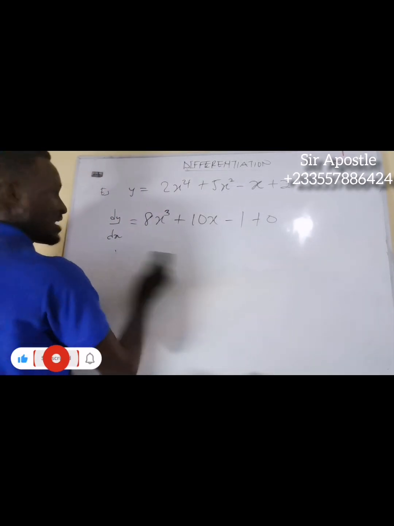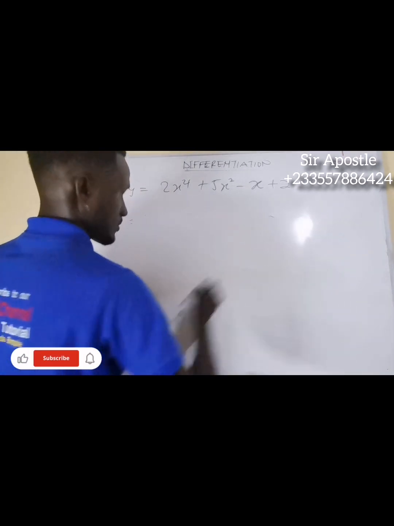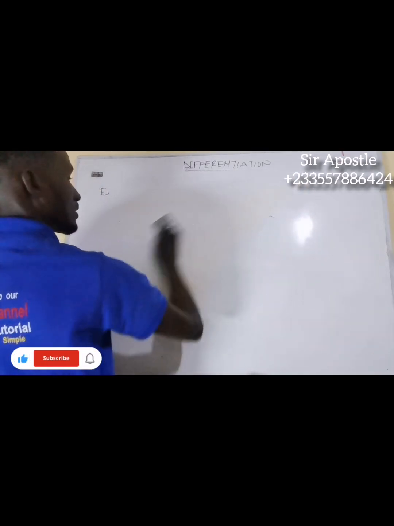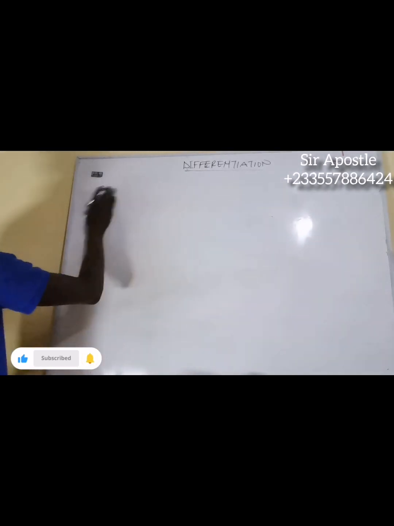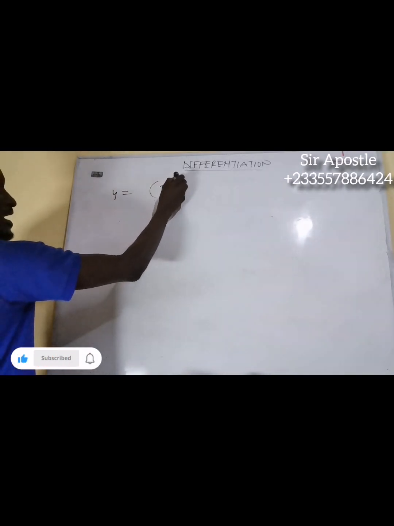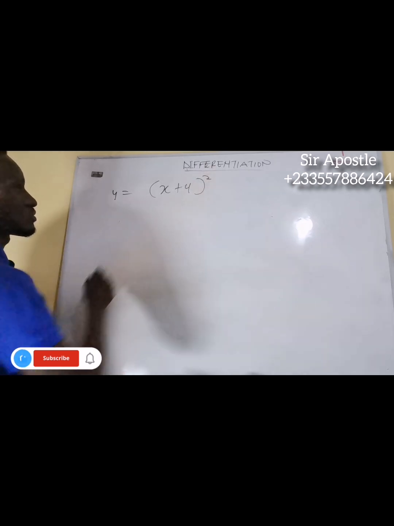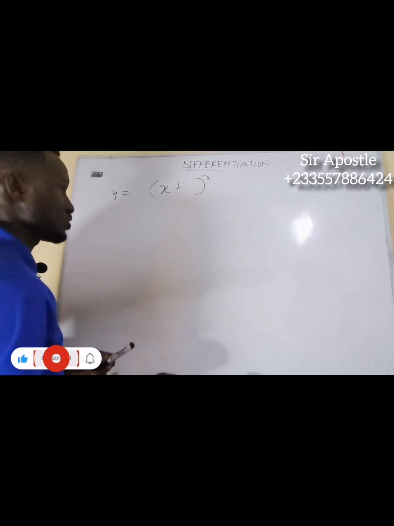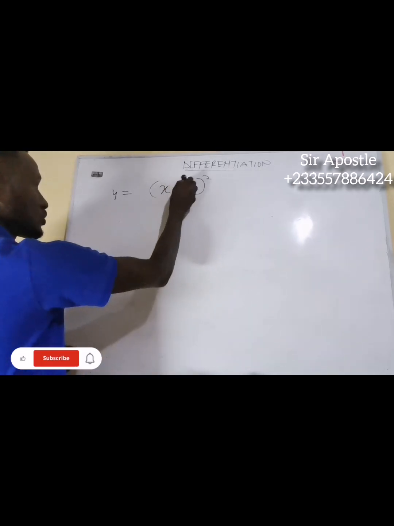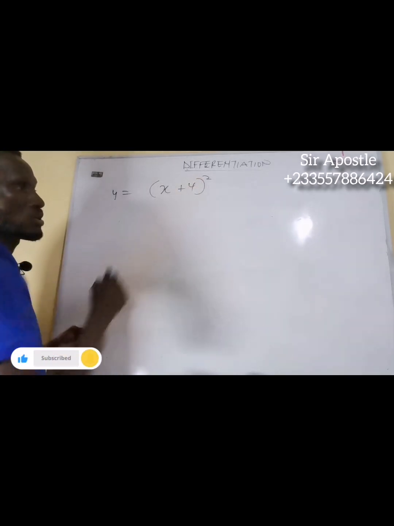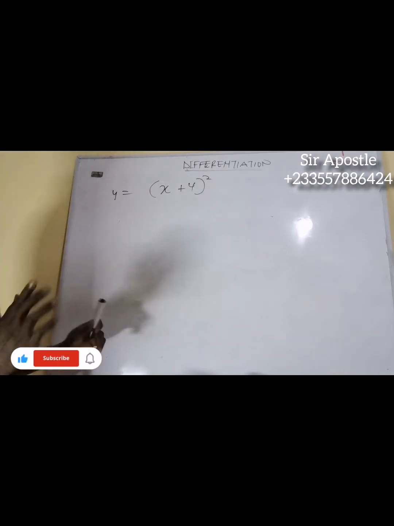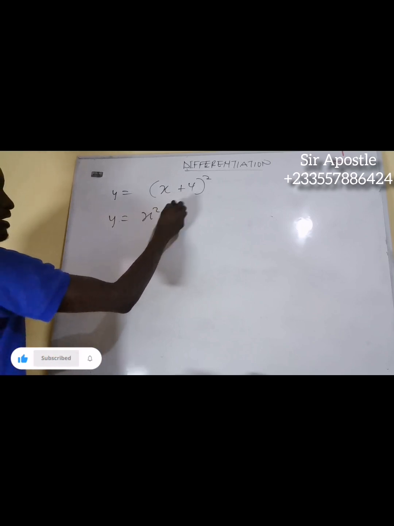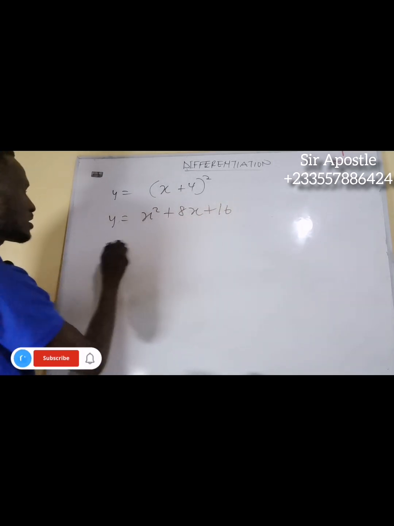Now, let me solve another one. If I have y = (x + 4)², when you are solving this particular question, this is what you're supposed to do: you're supposed to expand this one before differentiating, because we've not gotten to anywhere we can differentiate it directly. So we have y = x² + 8x + 16 after I expand.